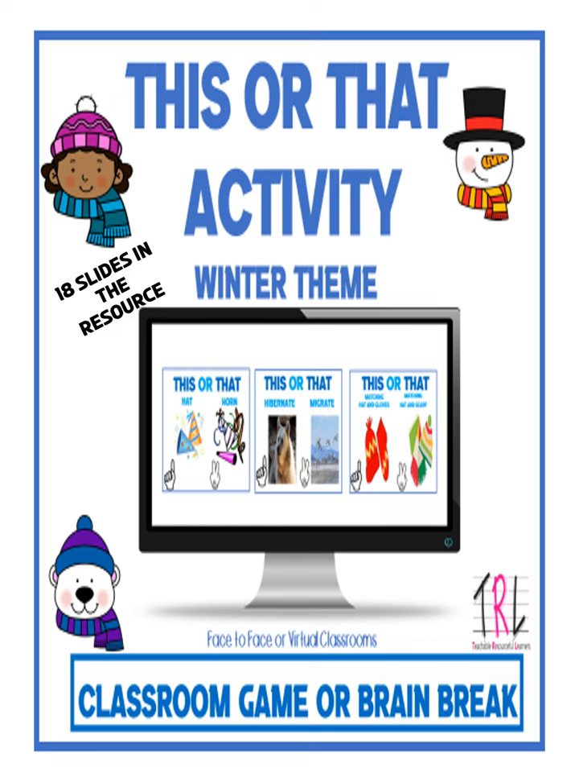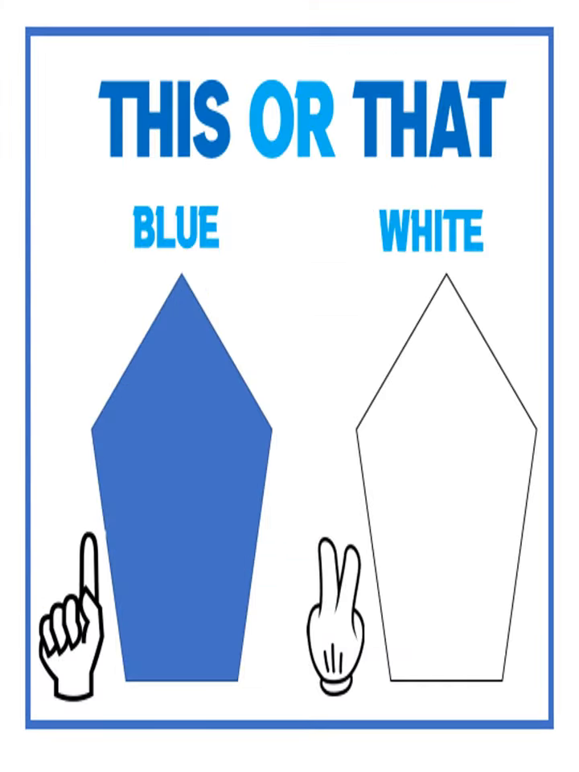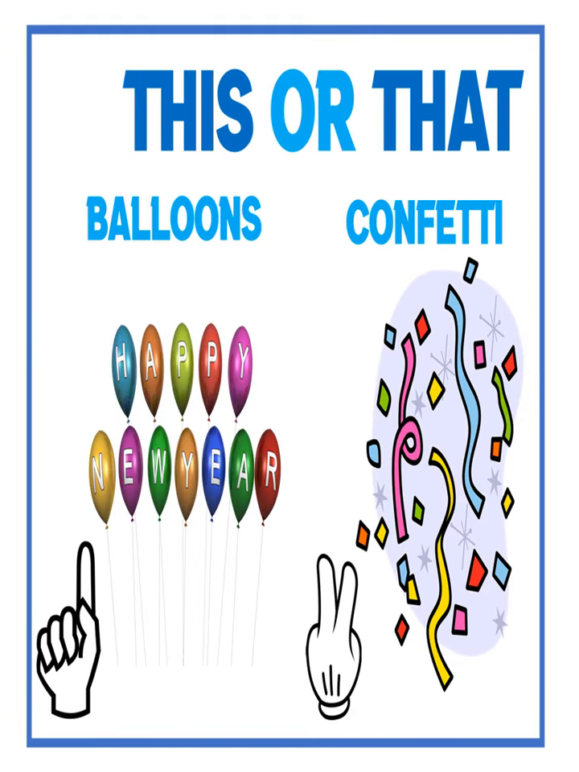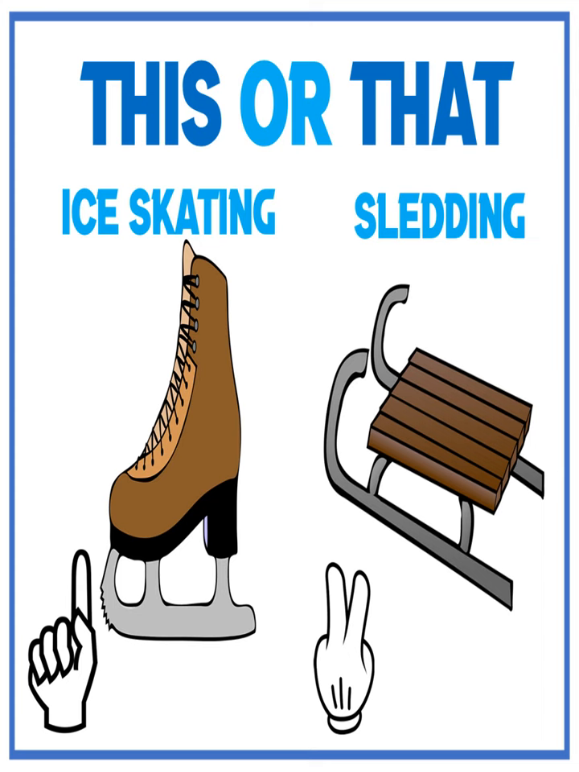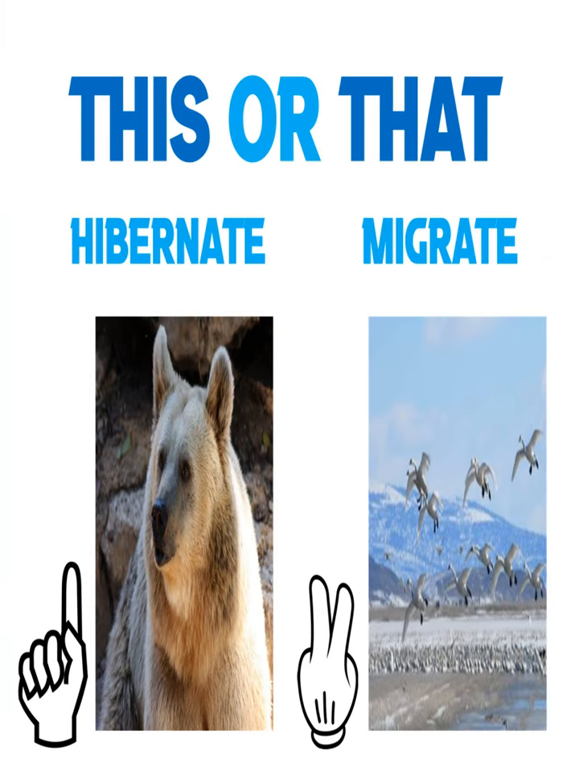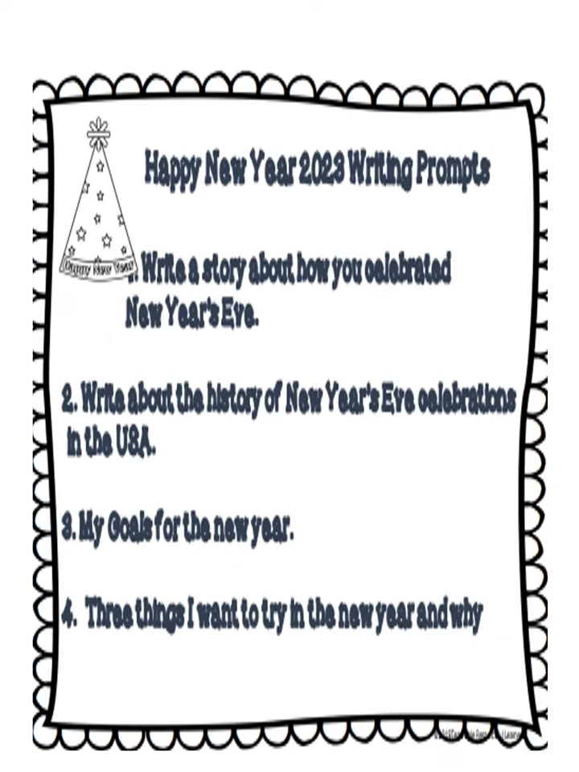This or that activity, winter theme. This can be used as a classroom game, or it can be used as a brain break. For those teachers that teach virtually, you can use it virtually, or you can still use it in face-to-face. This or that, blue or white. This or that, balloons or confetti. This or that, ice cream or sledding. This or that, hibernate or migrate.